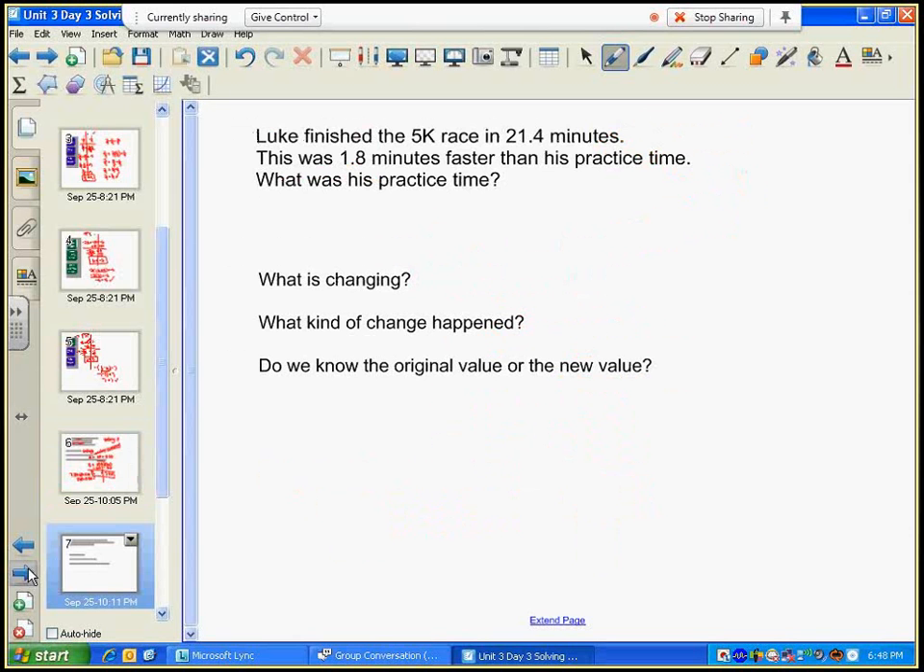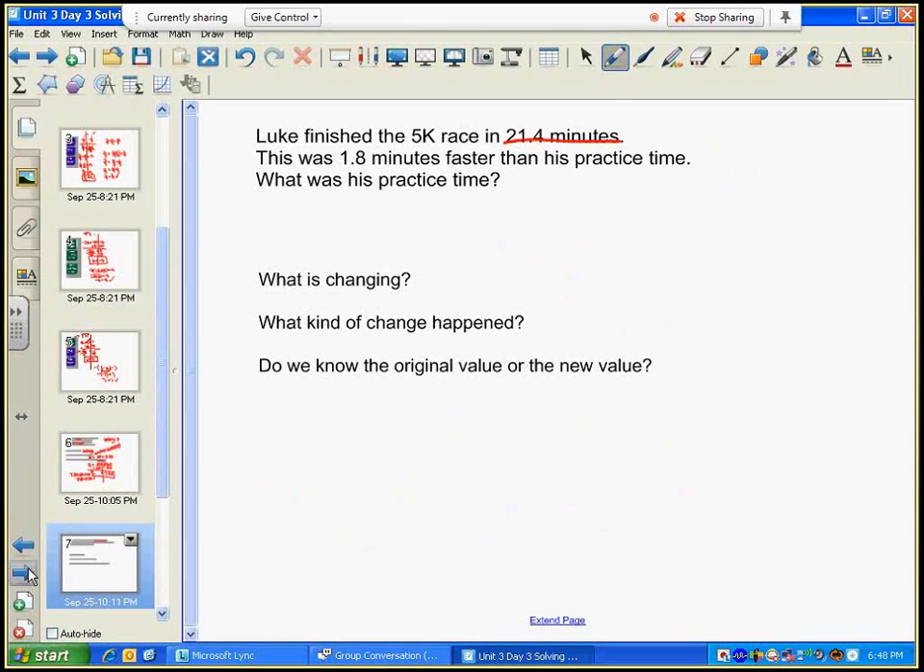Okay, Luke finished the 5K race in 21.4 minutes. This was 1.8 minutes faster than his practice time. What's his practice time? Okay, so what's important here? Is the fact that it's a 5K important? No. But his race time, right, that's going to be important.